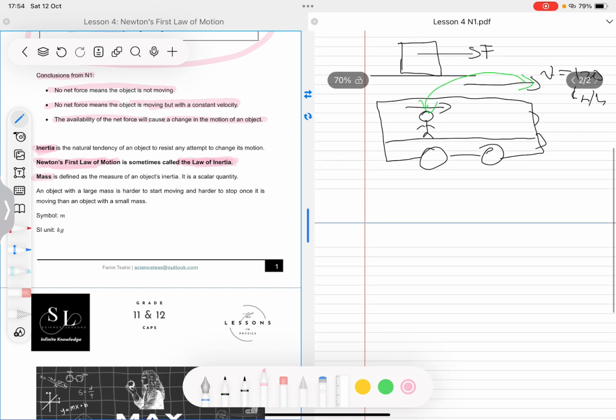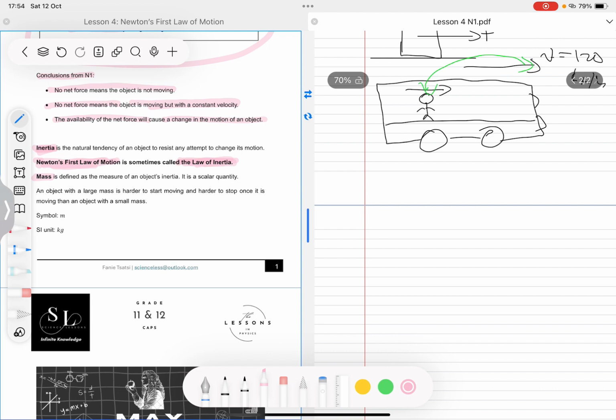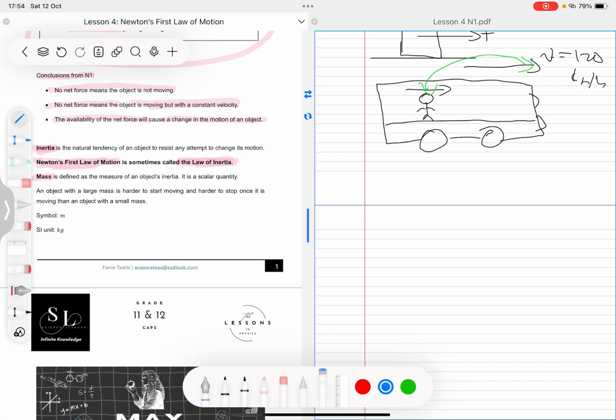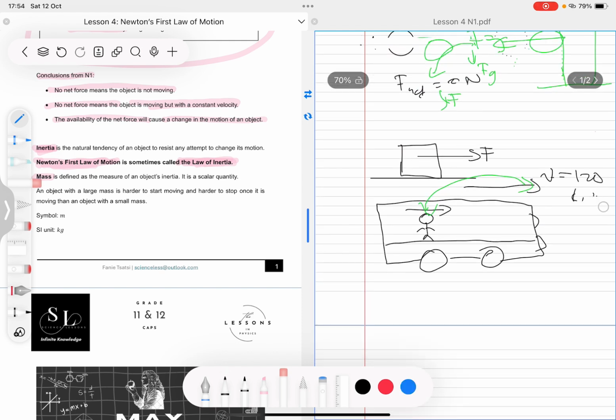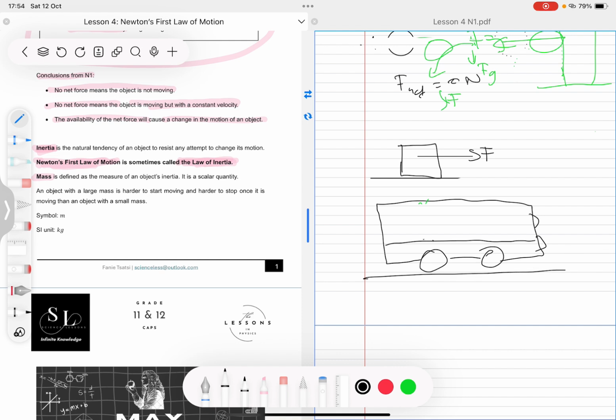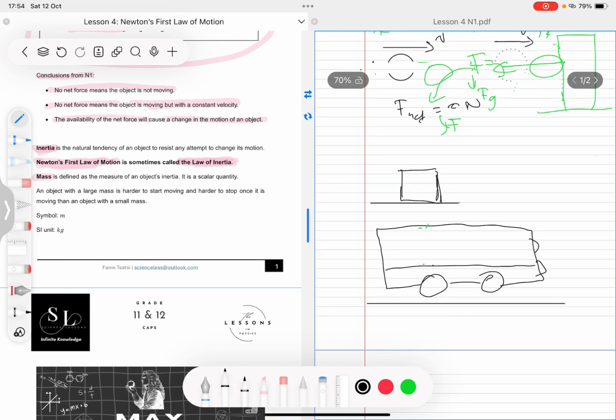What do I mean? Let's say you have these two scenarios here, maybe I could erase instead of redrawing. You have a bus that's stationary on a horizontal surface. You also have a box on a horizontal surface. It's also stationary. Both these two objects are stationary, right?